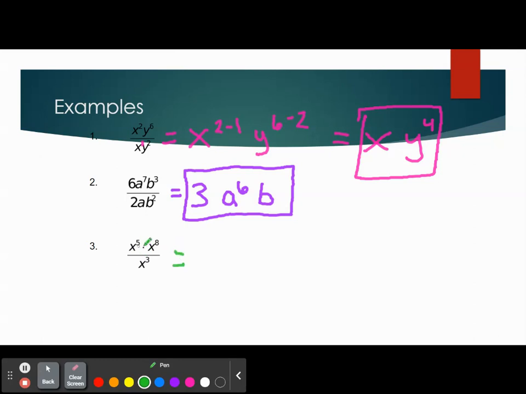Whenever you're multiplying, you add the exponents. So first you do 5 plus 8, which is 13. So I get x to the 13th power divided by x to the 3rd. Now I can divide, so I'm subtracting the exponents. So I do 13 minus 3, which is 10. So that's x to the 10th power.